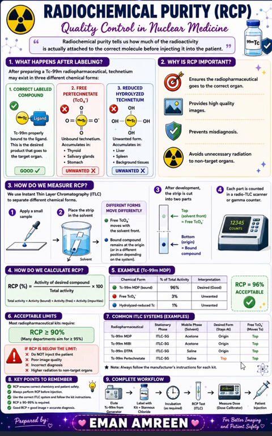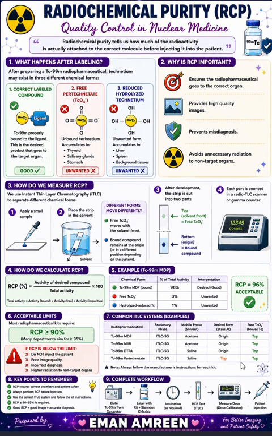Acceptable limits: most radiopharmaceutical kits require a radiochemical purity of at least 90%, and many departments aim for 95% or higher. If the RCP is below the limit, the preparation must not be injected into the patient.